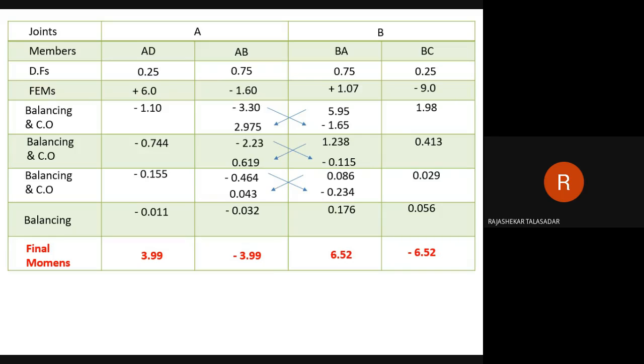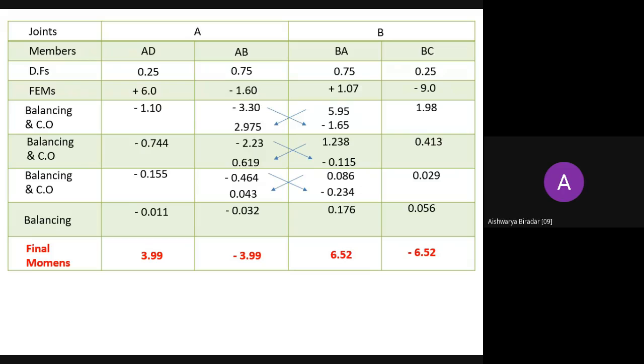Carry over. AD to DA it should go, but DA is not there in our list because we are considering only 50%. Leave it. Next, AB, where should it go? BA. BA is there in our list. Transfer it. Minus 3.3 divided by 2 comes to minus 1.65. Is it correct or not?